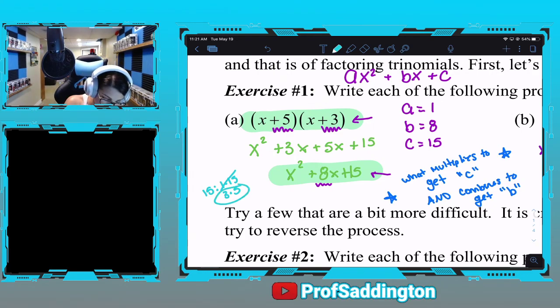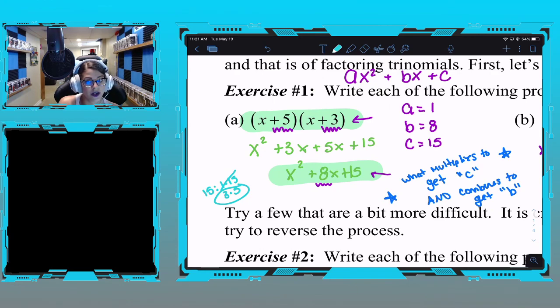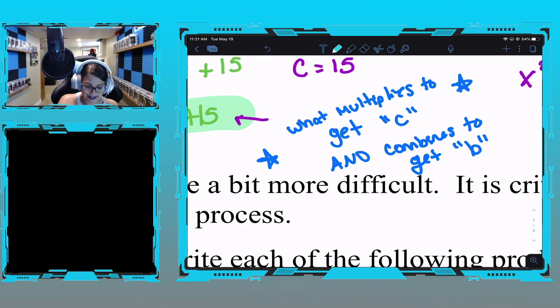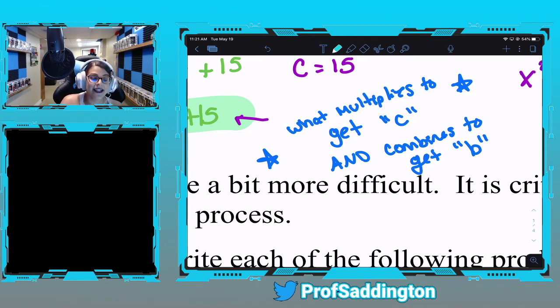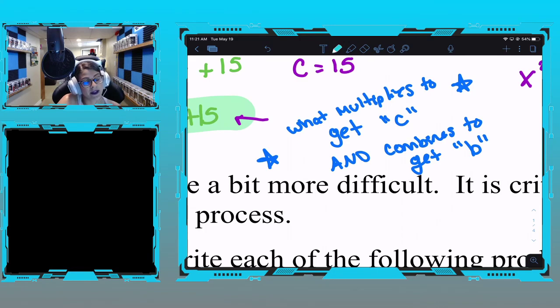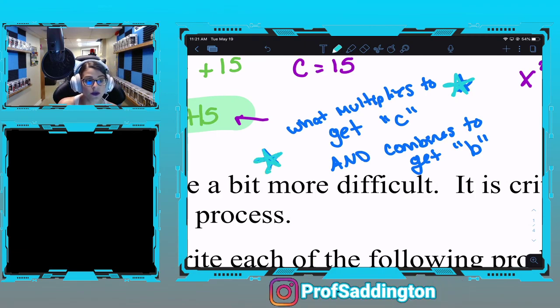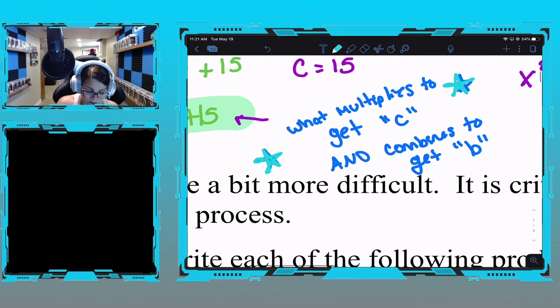So that's how you figure out what's going to be in the rest of your bubbles. So this part that I wrote here in blue, what multiplies to get C and combines to get B, that's what's going to go in your double bubbles. And the reason why I say combine is because sometimes one sign might be plus and one sign might be minus, okay? So that in blue literally is how we factor. So let's see if that rule works for the next one.